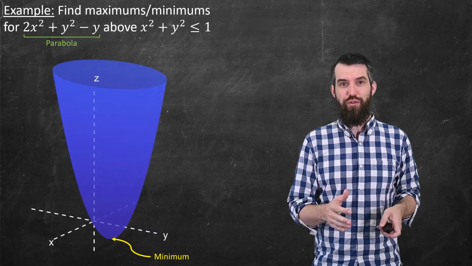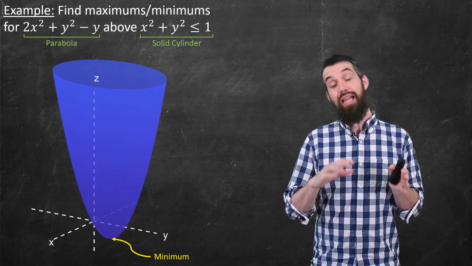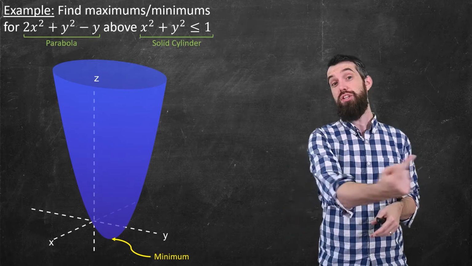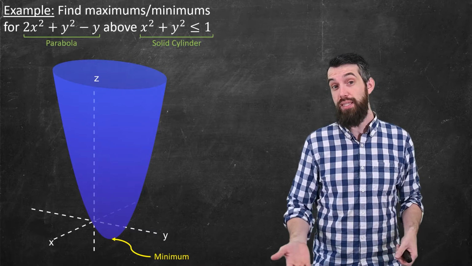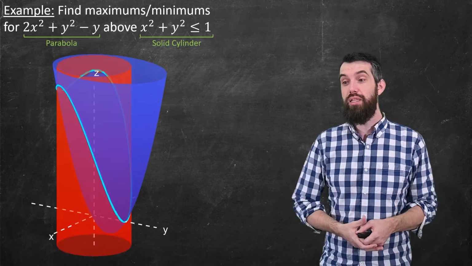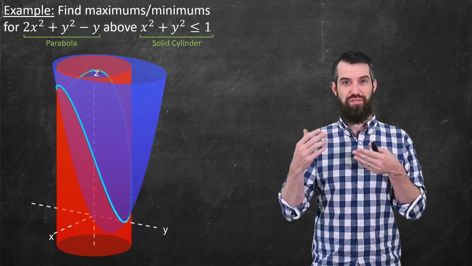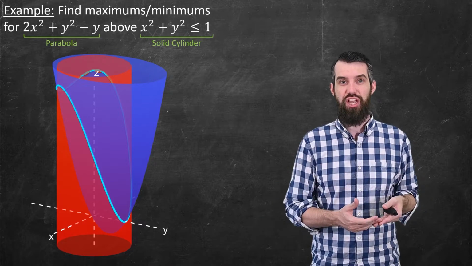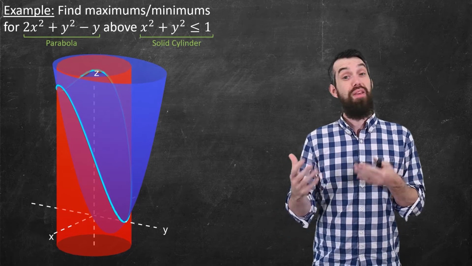But now I want to focus on the other part, the x squared plus y squared less than or equal to 1. The less than or equal to 1 means it's not just the boundary circle x squared plus y squared equals 1, it's that and all points inside of it. So what this really looks like here is this cylinder. So I've drawn in my sort of light blue the intersection between the cylinder and the paraboloid. So now I think I understand my problem.